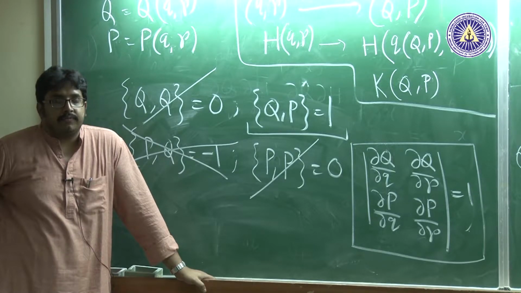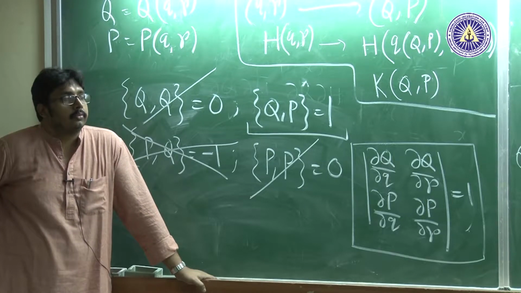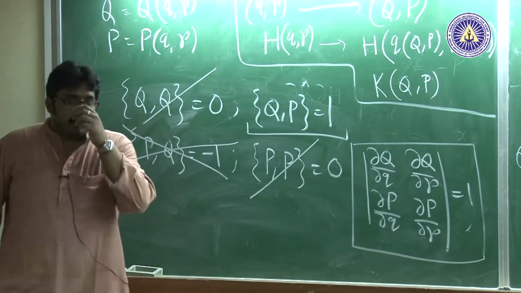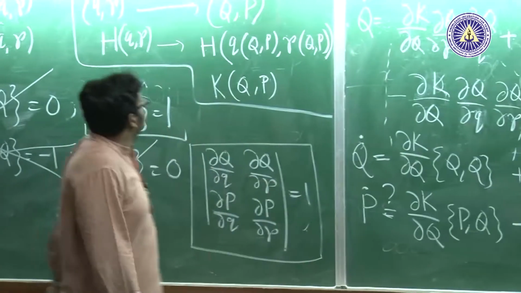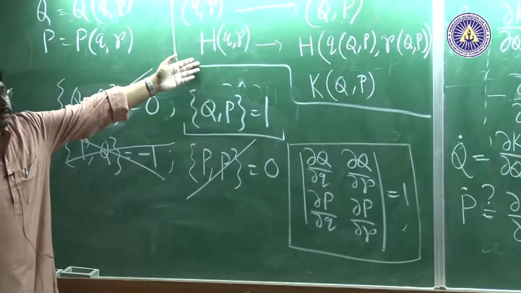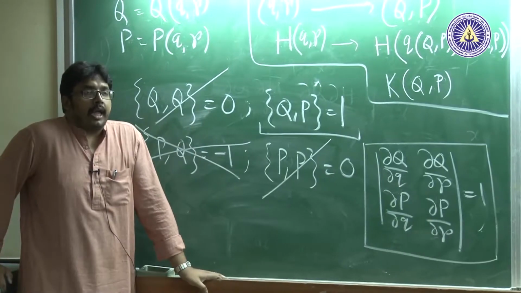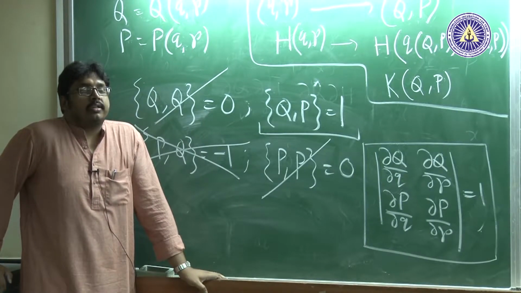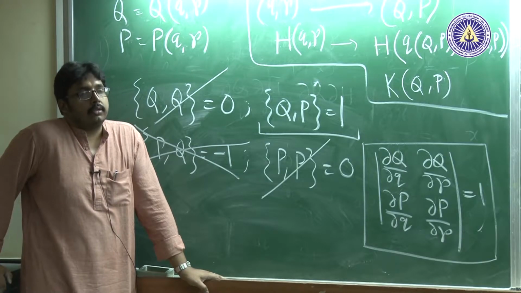What does that mean? If that is 1, it is possible to find a K such that the canonical structure is preserved. Very important point is this. In this derivation, I started with an arbitrary Hamiltonian. I did not use a specific form of Hamiltonian. So canonical transformation has nothing to do with what Hamiltonian you are starting with.